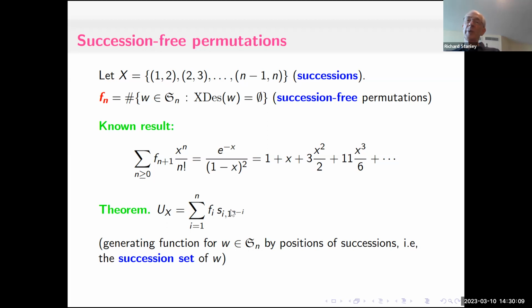So this symmetric function encodes all the numbers of permutations in Sn with a given succession set. For instance, this is what it looks like for n equals 4. These coefficients 11, 3, 1, 1 are just these coefficients 11, 3, 1, 1 here. These are the subscripts of the hook shapes.